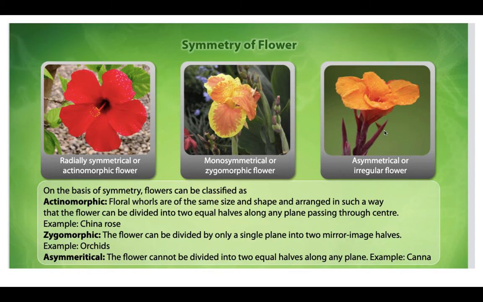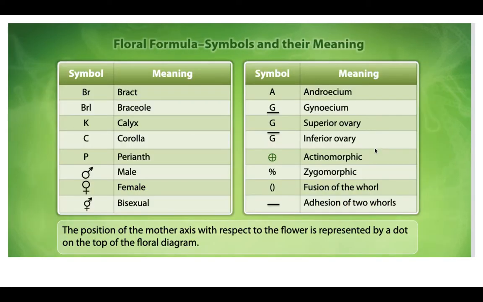this flower is asymmetrical or irregular. Why is this asymmetrical? Because the flower cannot be divided into two equal halves along any plane. Example is canna flower, which is of this category.